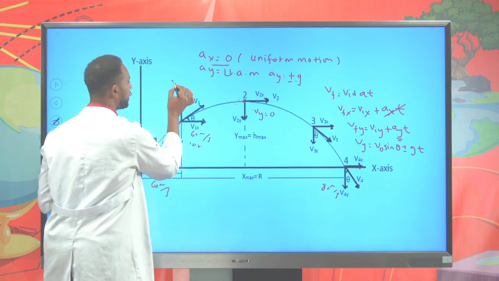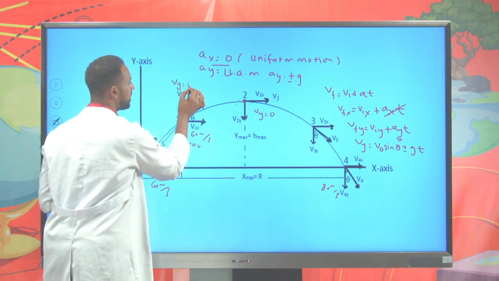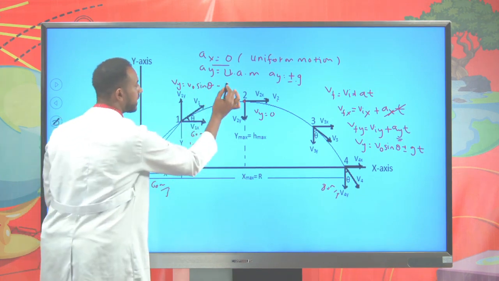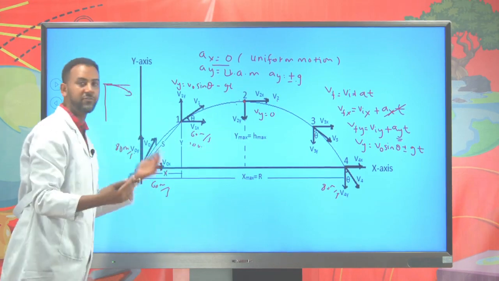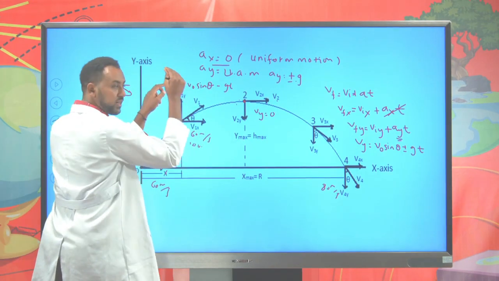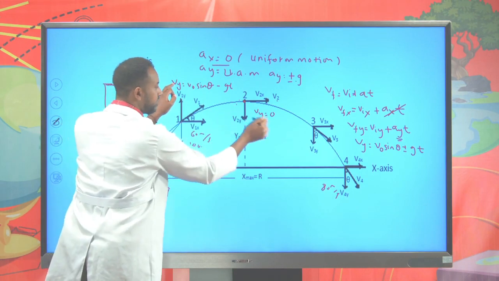Keeping this in mind, the time it took to reach the maximum height can be determined using v y, the vertical component, v naught sine theta, since it is projected upward, minus g t. So half the flight time can be determined using this equation. And at its maximum height, the vertical velocity is 0.